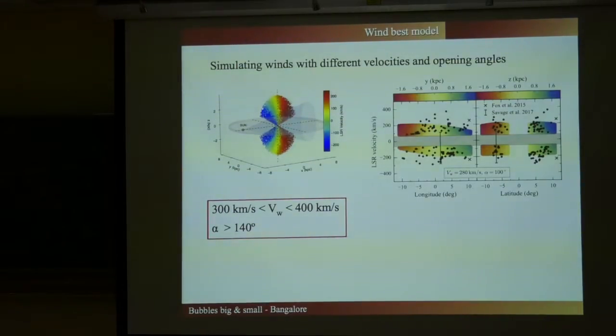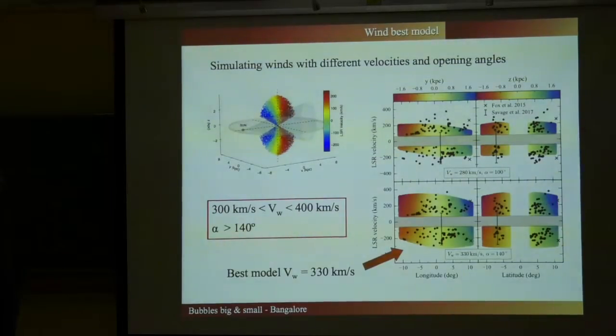Okay, so just to keep in mind, these models need to be taken with a grain of salt. These are just a couple of comparisons of data and observations. For example, a wind velocity of 280 kilometers per second and an opening angle of 100 degrees. These are velocity against longitude and latitude. Black points are the clouds, and the colored regions are the regions allowed by the model. As you can see, with these parameters, we basically do not fit the outflow distribution. So this is not a good model.